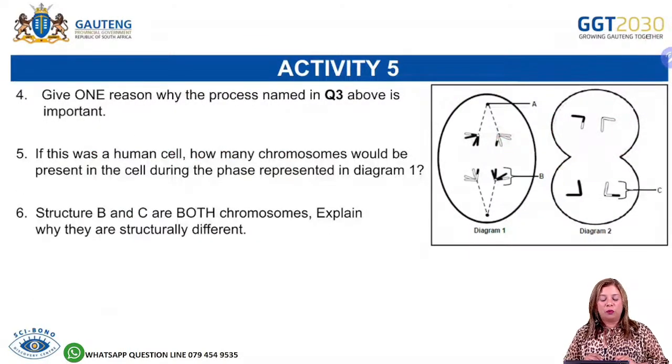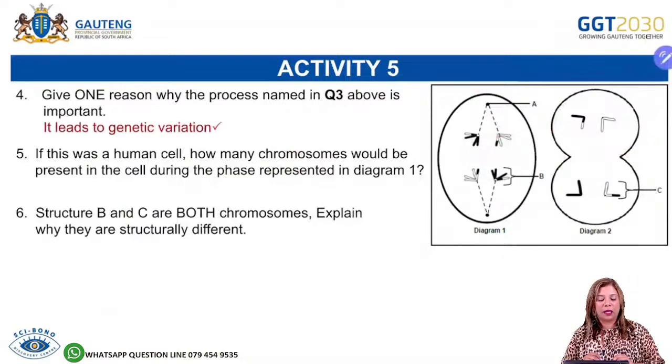Give one reason why the process named is important. We know why. Remember we spoke about your parents? We said that we need to have genetic variation. That means we all can't look the same, okay?